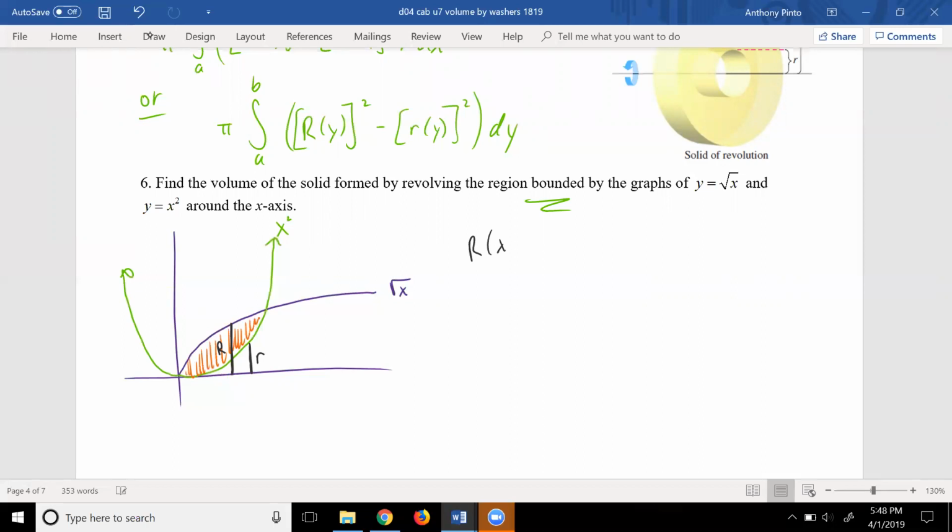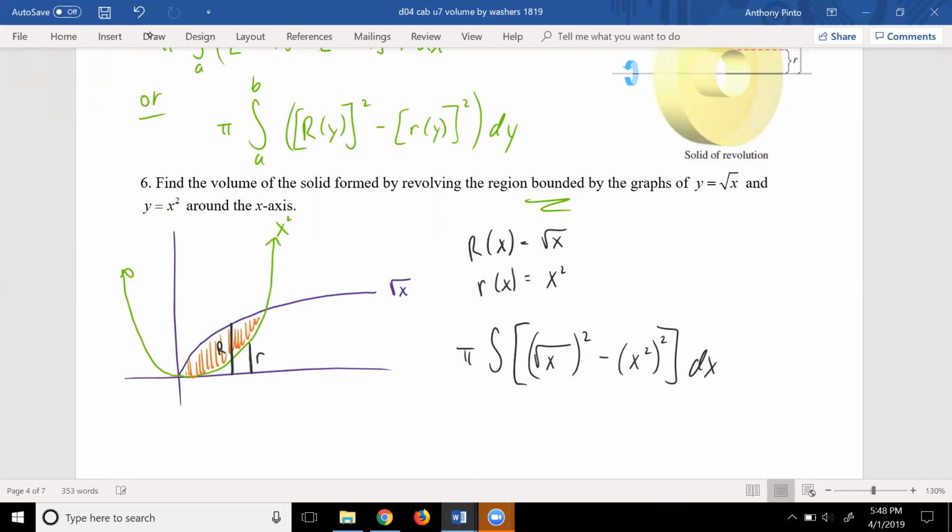So what I want us to try and get in the habit of is to label them. So big R of x is going to be equal to the square root of x. Little r of x is equal to x squared. All right, and then we just plug into our equation. We get pi times the integral of square root of x squared minus x squared squared dx.